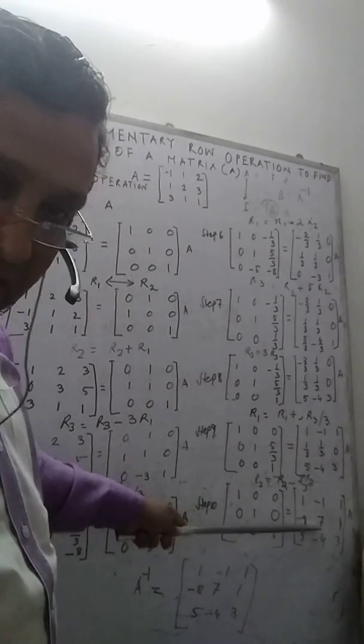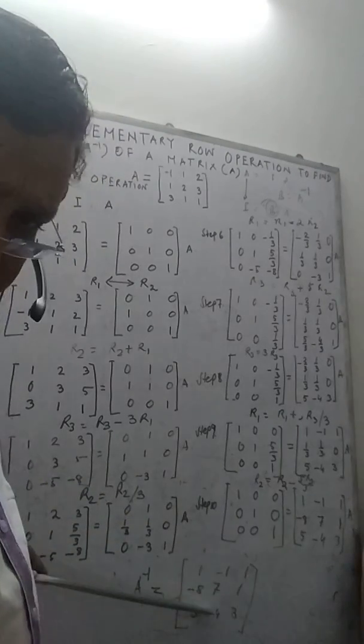And I got therefore that A inverse is equal to 1 minus 1 1, minus 8 7 1, 5 minus 4 3. That is my operation, and I got the inverse.